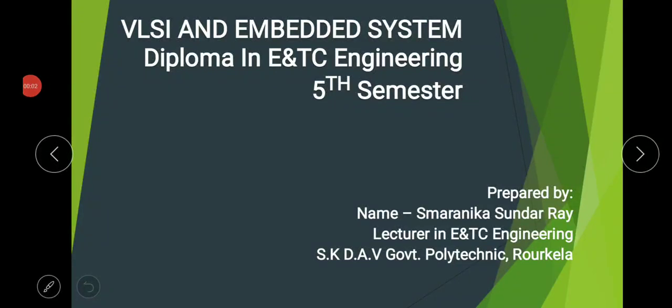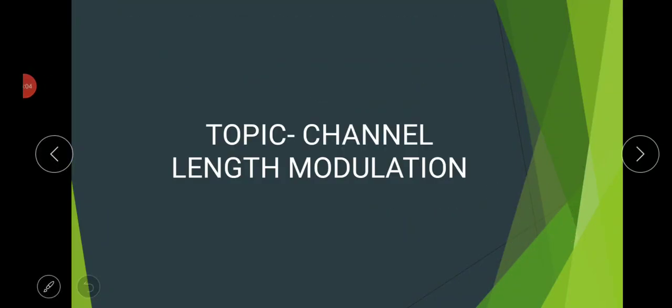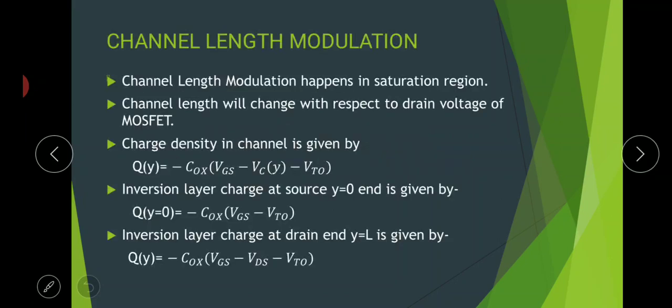Good morning, students. Today we are going to learn about channel length modulation. As we know, modulation means change in a parameter, so here it refers to the change in length of the channel. Channel length modulation happens when the MOSFET operates in the saturation region. How has the length of the channel changed?